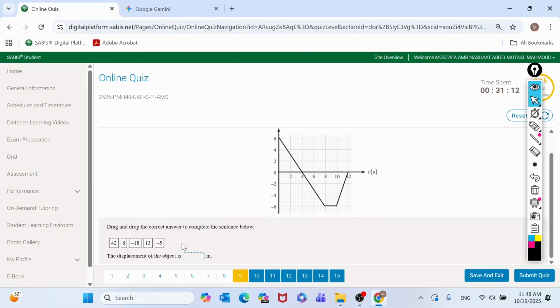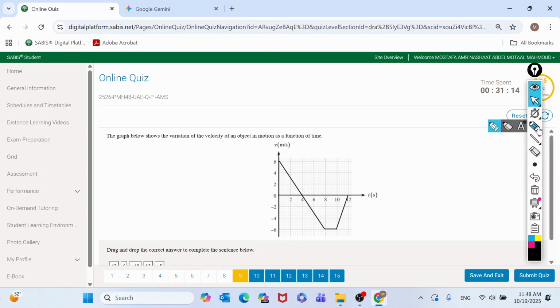The displacement of the object. So again, we need to just find the area under the graph. The triangle is going to be 1 over 2 base times height. So 1 over 2 times 4 times 6. That's going to equal 1 over 2 times 4, so 2 times 6, which equals 12.